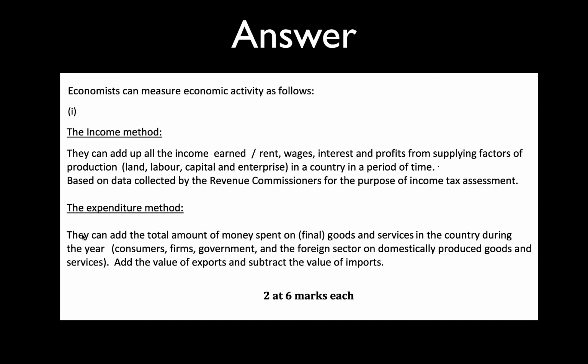And in the expenditure method, they add the total amount of money spent on final goods and services in a country during this year. We understand why, because in the example that we've just seen, if we don't just calculate the total expenditure on final goods, we're going to be guilty of double counting. Add the value of exports and subtract the value of imports. Please don't worry about that yet.